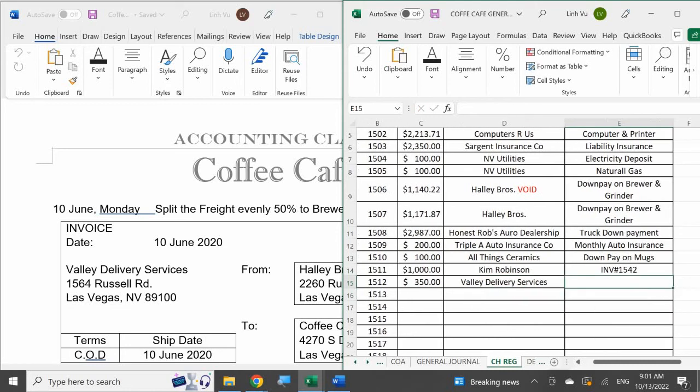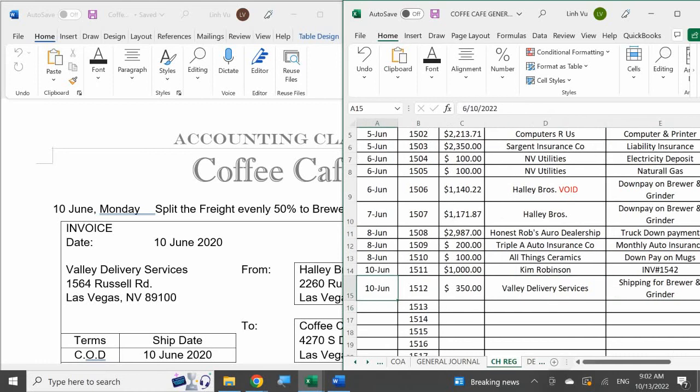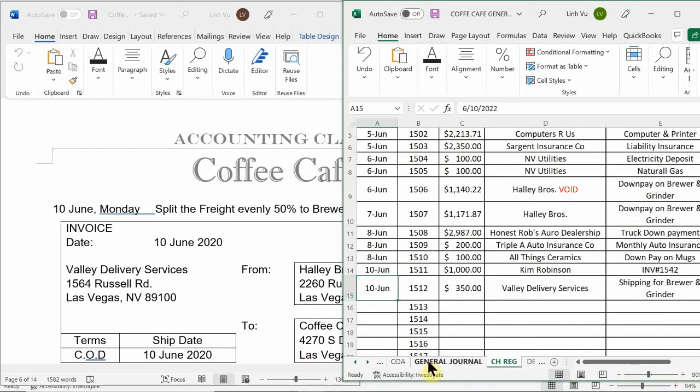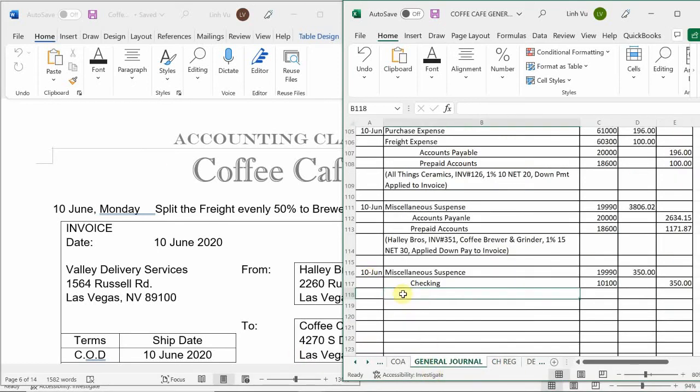Right? And what was it for? It was for shipping for brewer and grinder. Okay? So I wrote check number 1512 for $350 to Valley Delivery Services. Okay? So back to your journal, right?